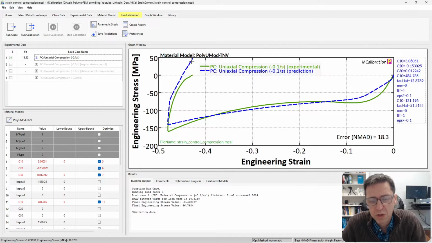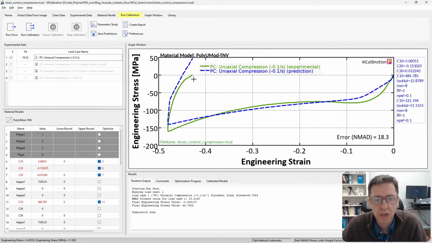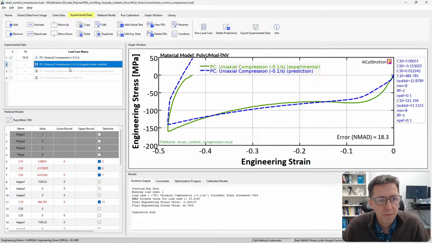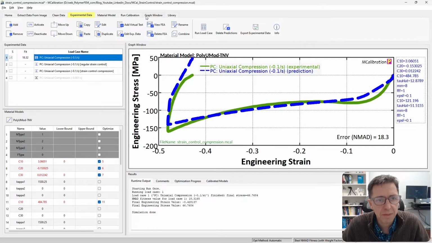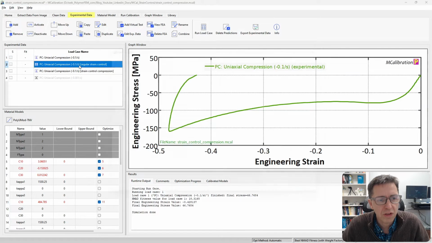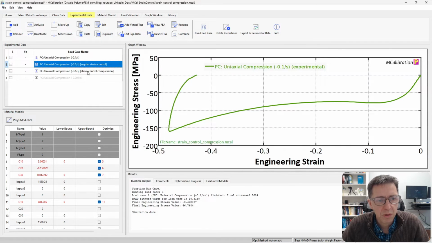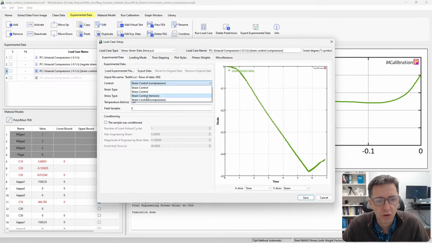That's because in MCalibration, the default setting is to basically take this finite element internally and compress it following the strain history, and it's allowed to go positive in stress. And that's really not what happens in this experiment. So to overcome this, we can do a few things. Let me remove that prediction here. Traditionally, what you do is you set strain control under the load case. But you can also have another setting that's called strain control compression.